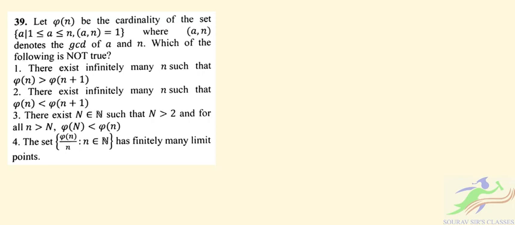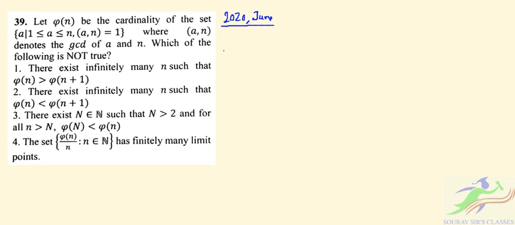So this is question number 39 from the 2020 June Mathematical Science paper. Let phi of n be the cardinality of the set A, where A belongs to the range 1 to n and the GCD of A and n is equal to 1, where GCD denotes the greatest common divisor of A and n. We have to find which of the following options is not true out of the 4 options.